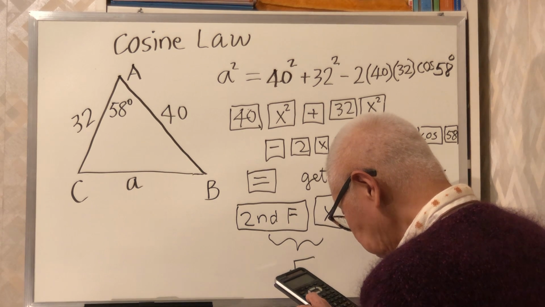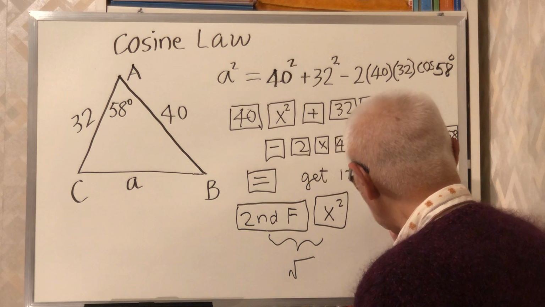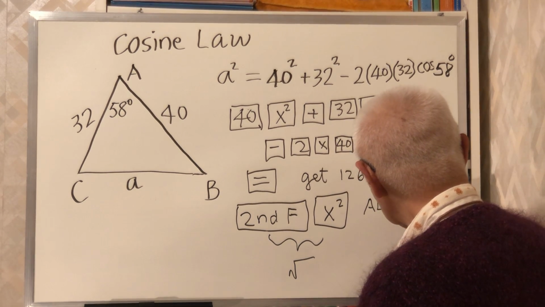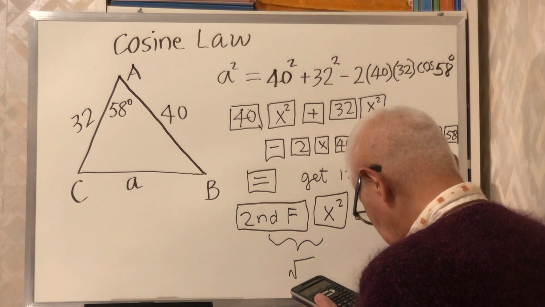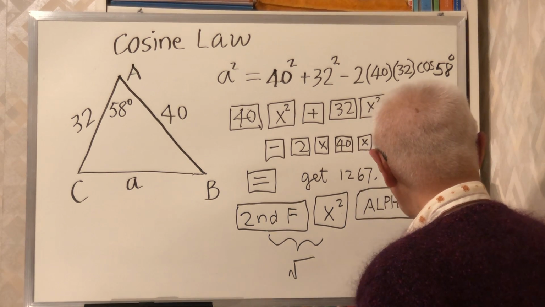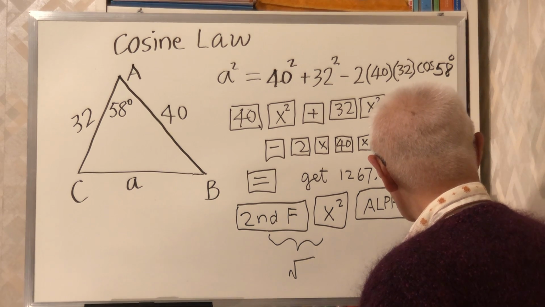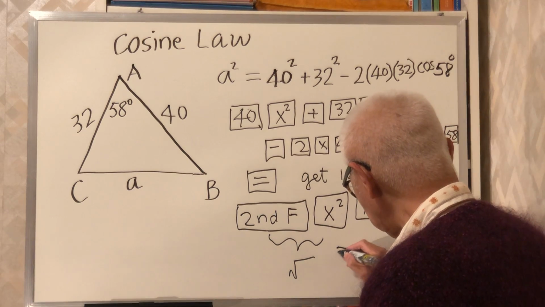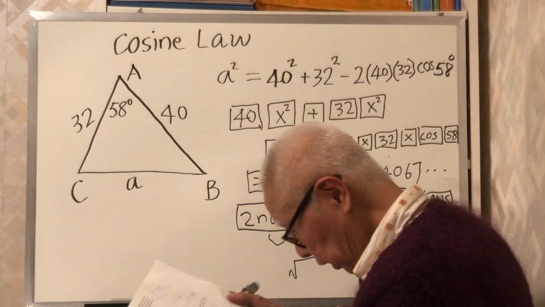On my calculator, you cannot press answer right away. You have to press alpha, and then you press answer. So alpha answer, then what do you get? You get the answer right away. Yeah, you get the answer.